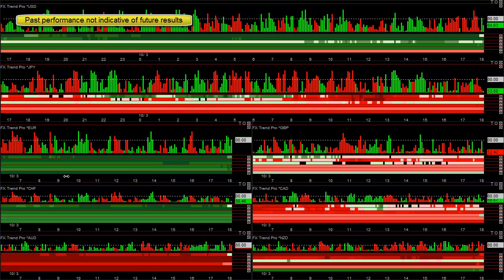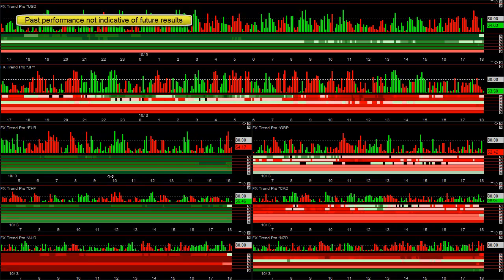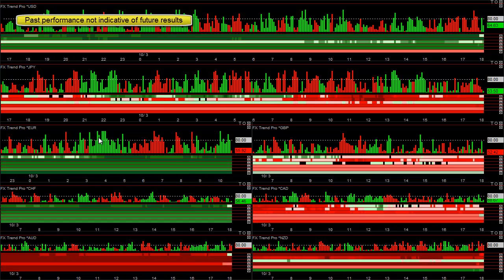But the key to our trading method, whether you use our older tools or new ones, is simply to look for strength in one currency, and especially when it matches the daily, weekly, and monthly trend, you want to buy that currency versus one that's weak. And most of the time we're anticipating trends.